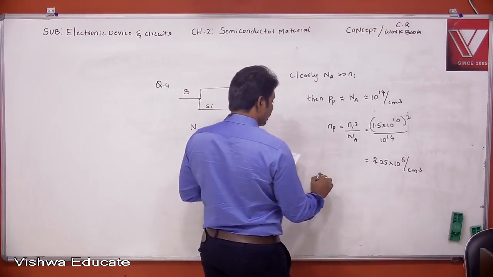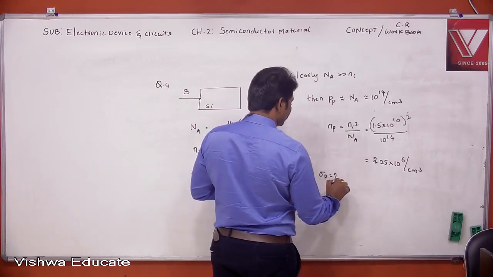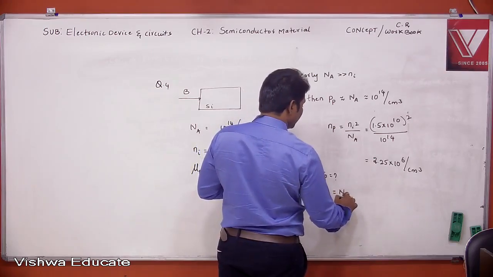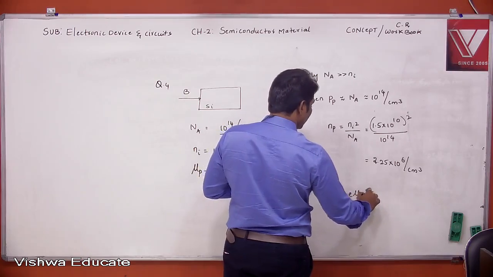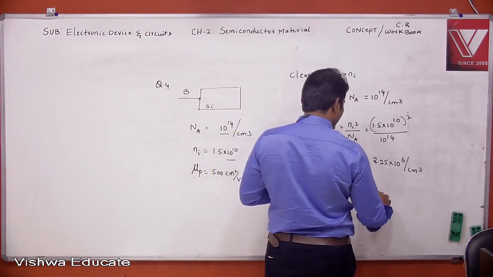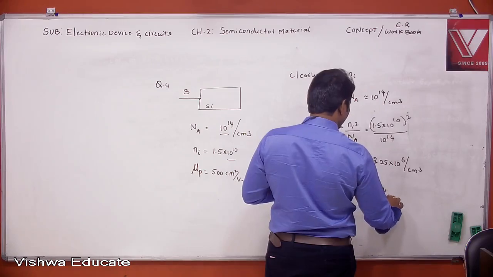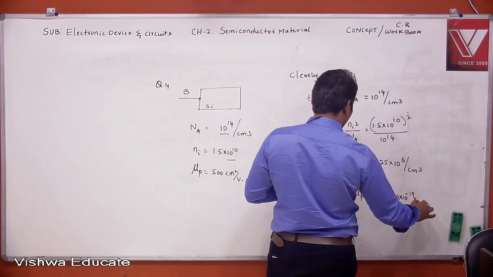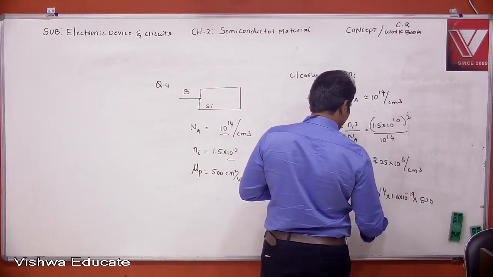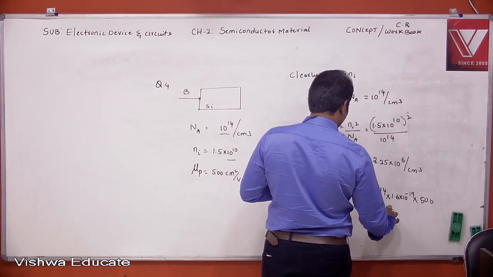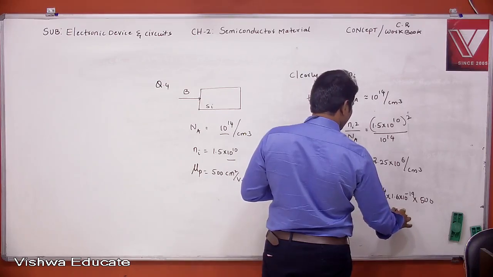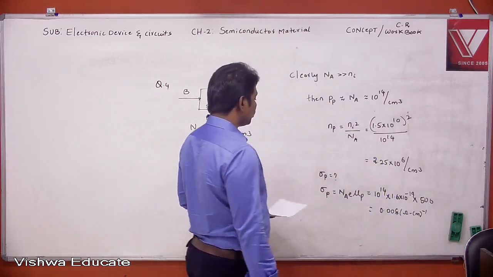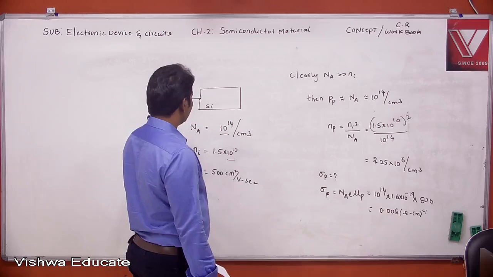And one more we want to calculate, that is conductivity. That is sigma p. What is the conductivity actually? Sigma p equal to Na into e into mu p. What is Na here? Na is nothing but 10 power 14, charge of electron 1.6 into 10 power minus 19 coulombs, and mu p equal to 500. So, which is equal to 0.008 ohm centimeter whole power inverse. This is the carrier concentration and conductivity.